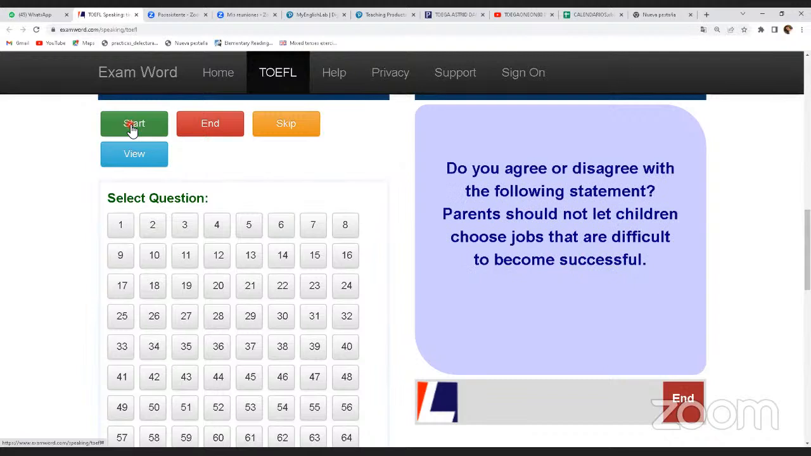For the independent speaking question, you have 15 seconds to prepare and 45 seconds to answer. Your 15 seconds preparation time begins now. Okay, your preparation time is up. You will have 45 seconds to speak. Please begin speaking.